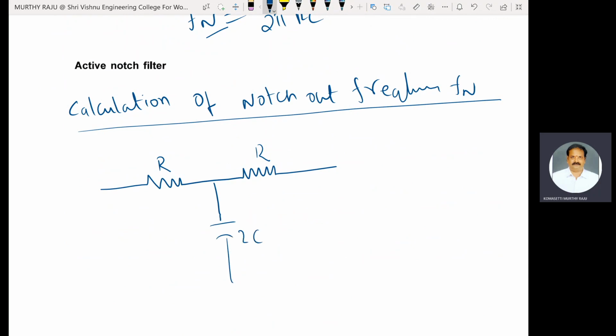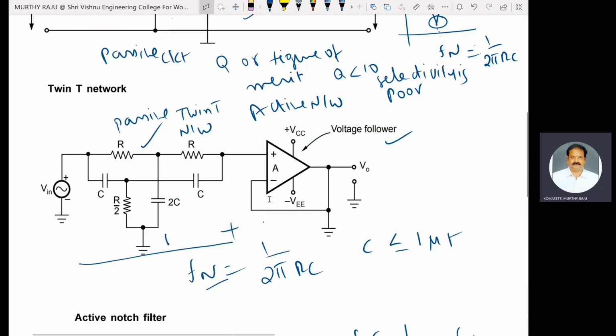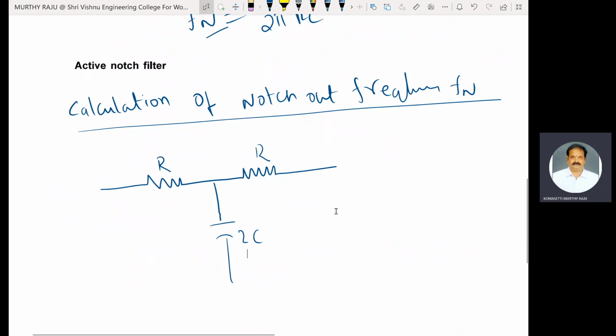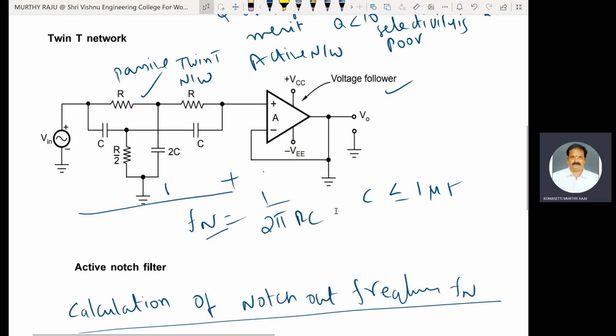This one is 2C. Another twin network, CC, R by 2. Another one is here. See, these two are connected here. These two are connected here.